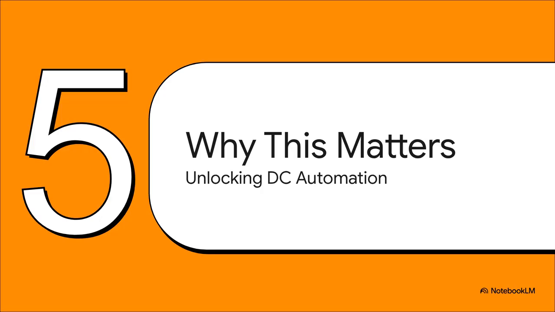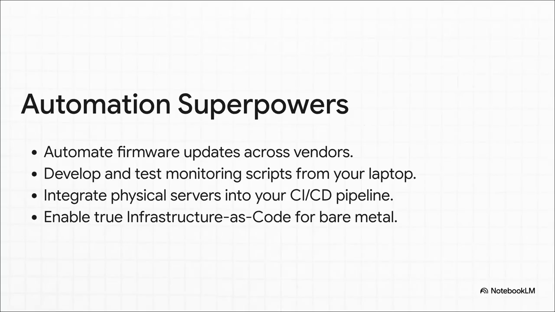Okay, let's bring this all together. So, a standard API for hardware, that's great. An emulator to develop against it? Even better. But what does this actually unlock for you? Why does any of this really matter? This right here, this is the payoff. These are your new automation superpowers.